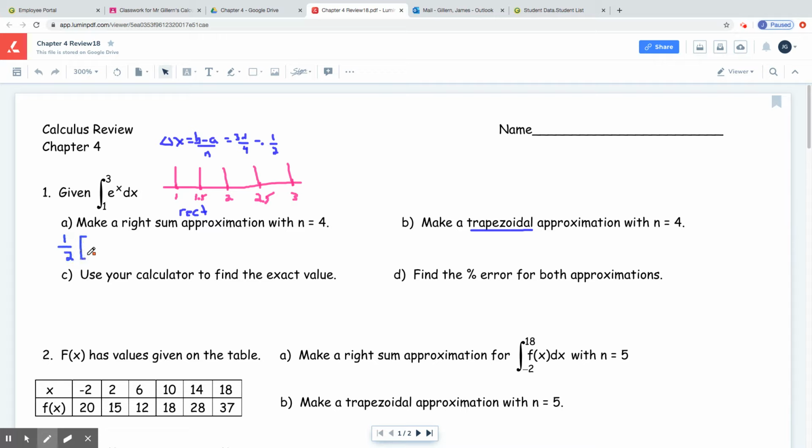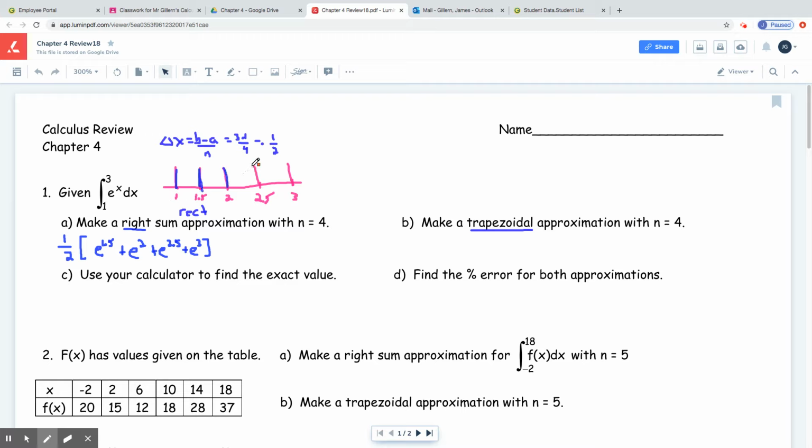All right, we are doing a right sum. So here's our first rectangle, right? 1, it goes from here to here. What side's on the right side? 1.5. So you plug in 1.5. So e to the 1.5, because that's x, plus e to the second, plus e to the 2.5, plus e cubed. All right, we use all of these except the one on the left because we're doing right sum.